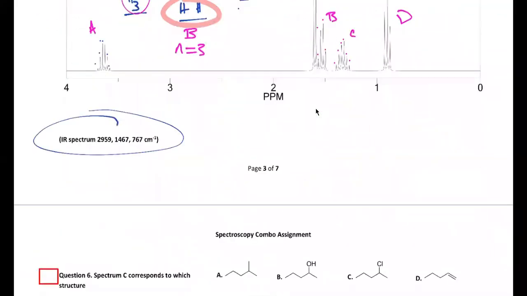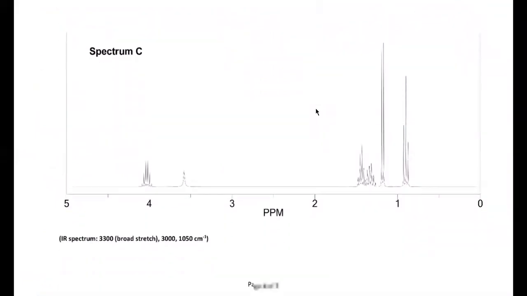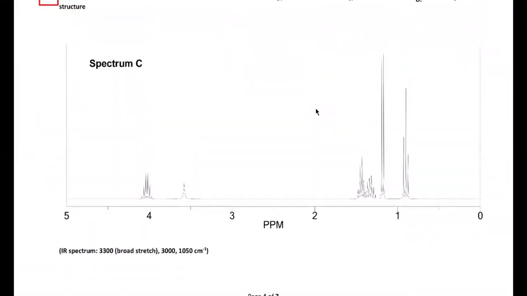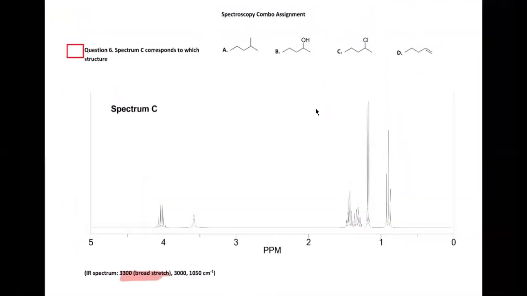What do you think? We already ruled out 3 of them. So what do you think? Now look at the infrared and tell me what you think. What do you see in the infrared right away? That 3,000 to 3,300 broad stretch, the droopy stretch, right? That's an immediate giveaway that it's an alcohol, right? And if you look up here, this is the only alcohol we have.